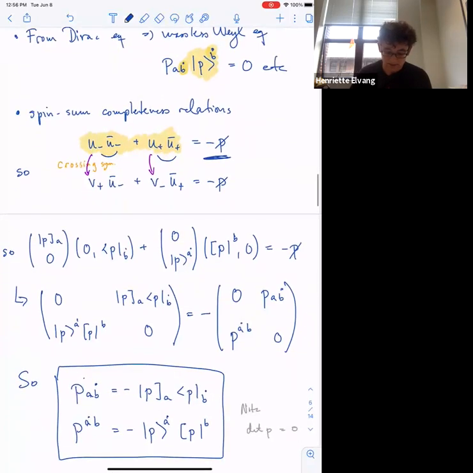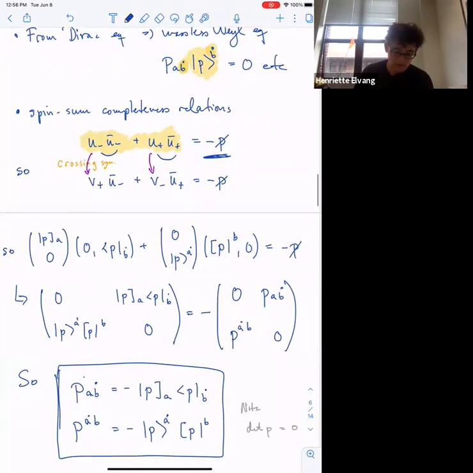So what does this tell us? The upshot of this little calculation is that momentum as a 2 by 2 matrix can be written in terms of a product of 2-component vectors. That is in fact a well-known fact: when you have a 2 by 2 matrix that has determinant 0 and therefore has rank 1, it can be written as a product of two vectors.